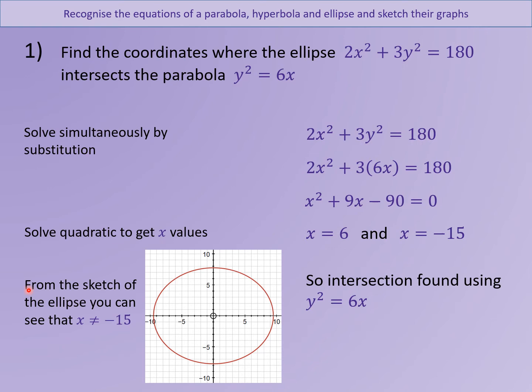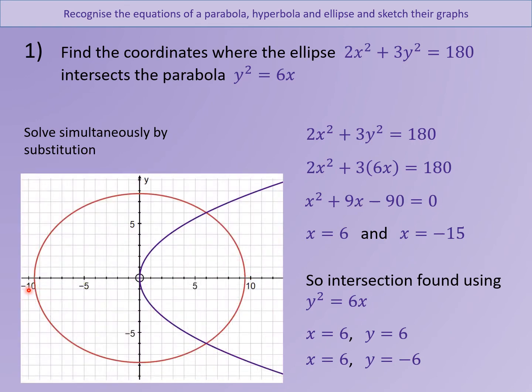However, there are two solutions to this, because when we find the square root, there will be a positive and a negative. So the two values are x equals 6, y equals 6, and also x equals 6, y equals negative 6. Sketching the ellipse and the parabola on the same axes, we can see that this is indeed the case.